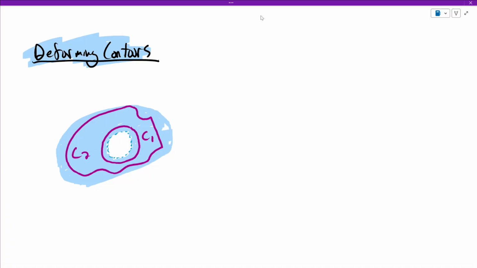And suppose that we have, so here we have our domain D. So we're going to suppose F is analytic on D. And C1 and C2 are two contours that can be deformed into each other. So what does that mean?